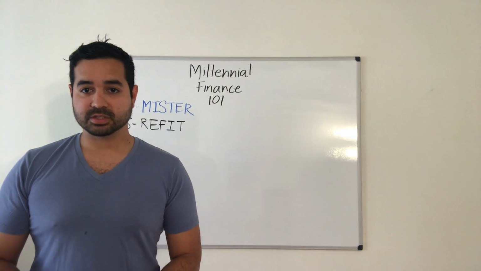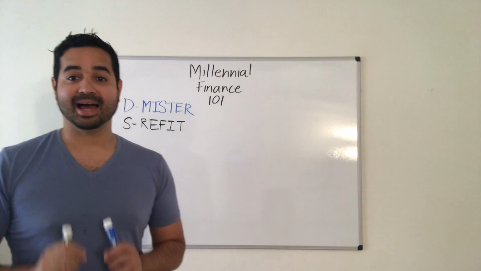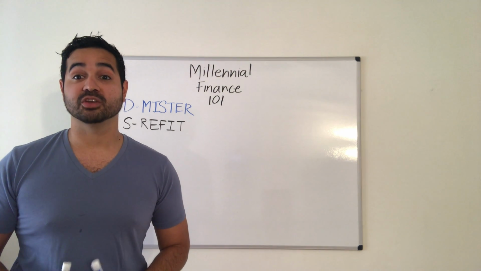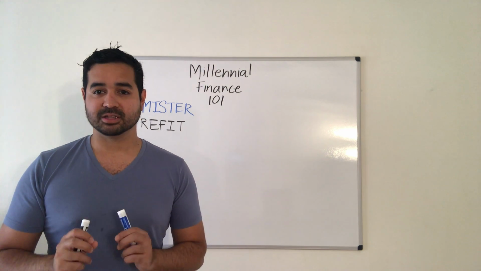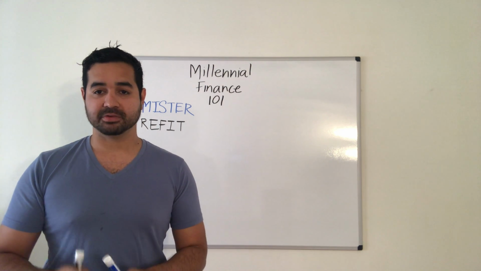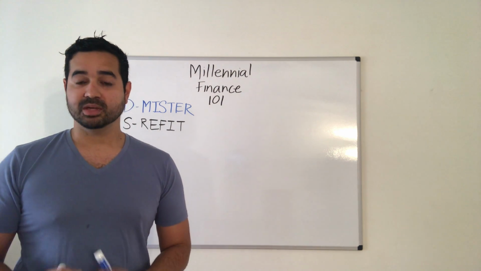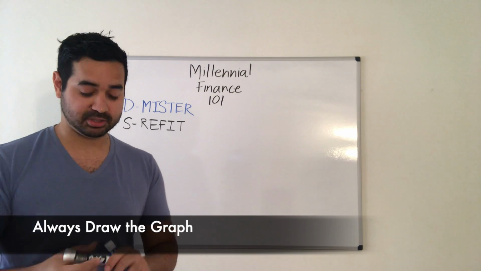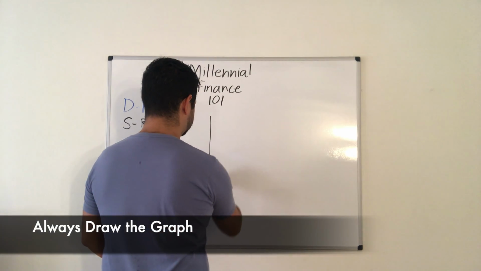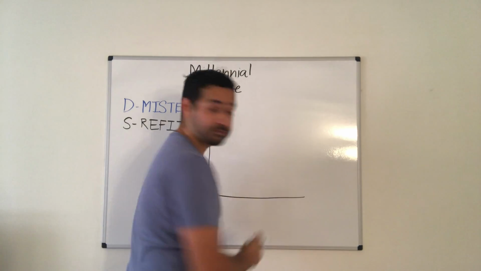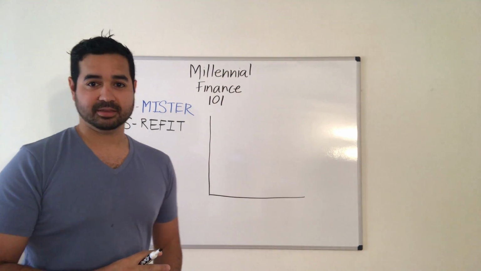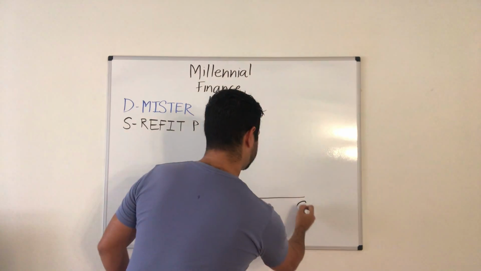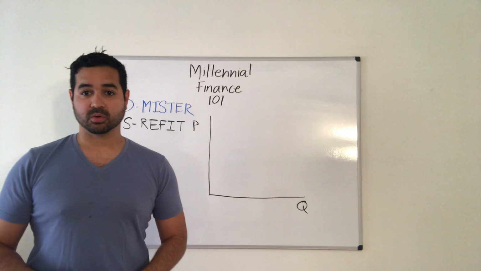Now, all of these questions are not only going to be about identifying which way the graph shifts, but it's also going to be making sure you're shifting the correct graph. So we're going to do different practice questions just to make sure everyone understands this to a T. So even before we start, you guys should get into the habit of always drawing the graph first. For supply and demand, we're always going to start at this point. So price is going to be vertical axis. Quantity is going to be our horizontal axis.